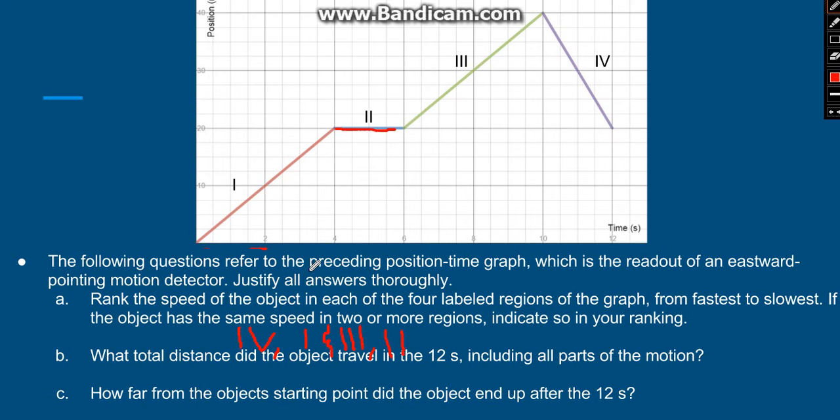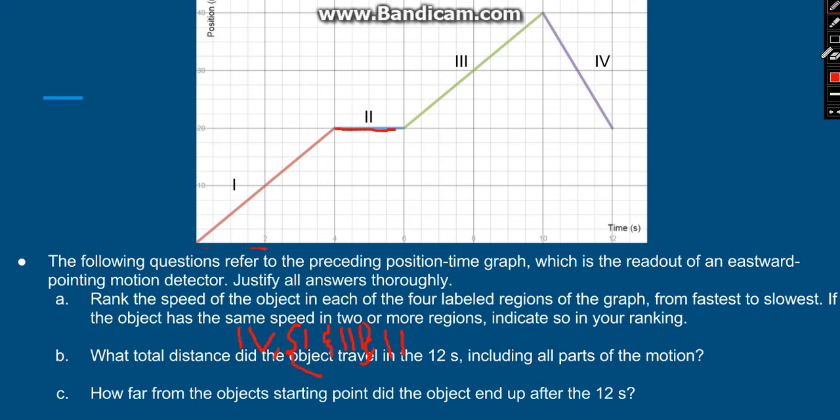So the order would be 4, 1 and 3, and then 2. Make sure you indicate that 1 and 3 are the same speed. You can either just write down same speed, or put it in parentheses or a squiggly line, whatever makes it easier.